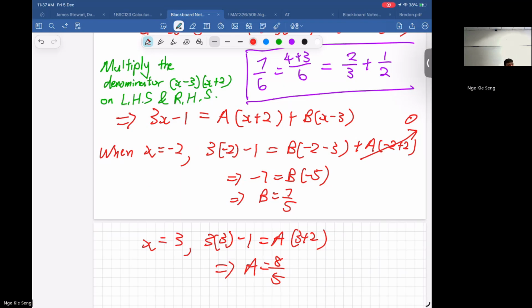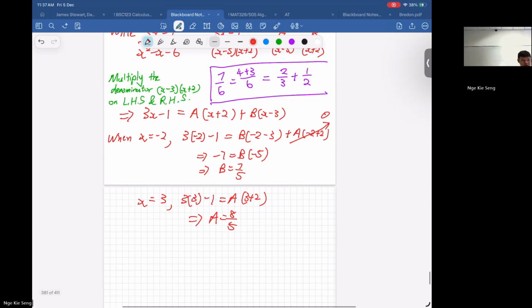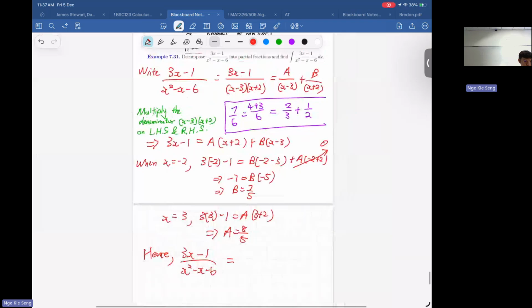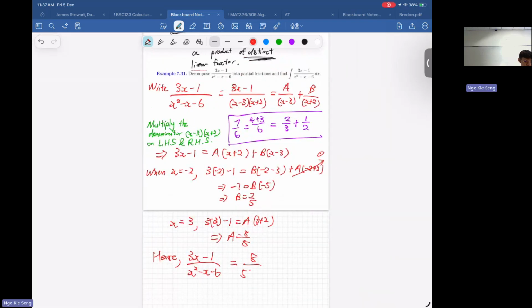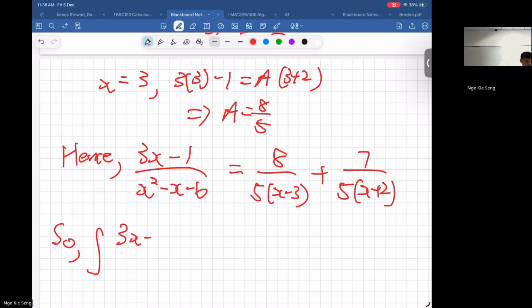Make sense? Okay, so if you put your a and b back into the partial fraction, hence we have successfully written 3x minus 1 over x squared minus x minus 6 equals 8 over 5 times x minus 3 plus 7 over 5 times x plus 2, in the denominator, not the numerator, don't confuse. Okay, so our integral can split into the sum.